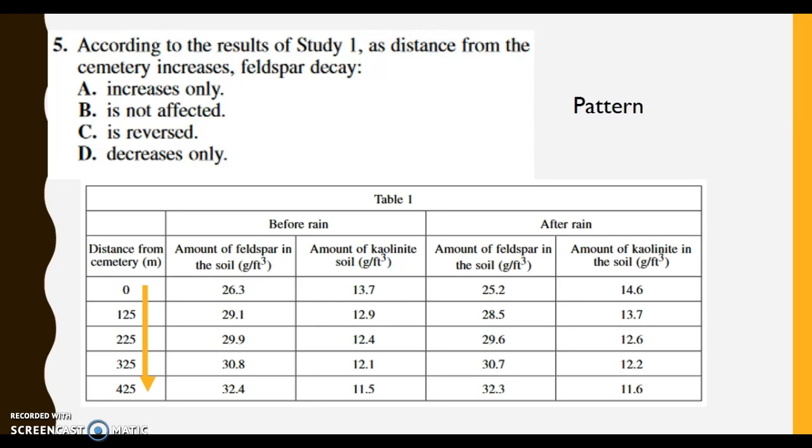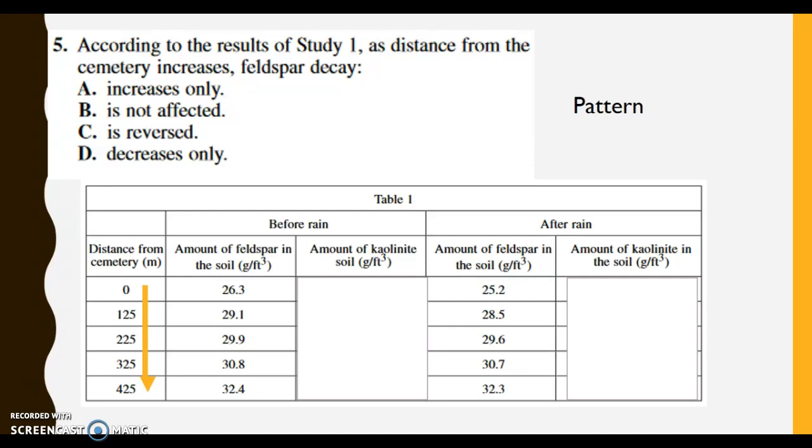The common mistake that somebody is going to make is to look at the actual trend here of feldspar and say that it's increasing because we've had our trend lines that are going in that same direction. My question is asking for decay, so I should be comparing before the rain and after the rain. So we're going to cover up these two right here because we don't actually care about those two sets of data. And we're just going to look at the difference from before the rain and after the rain.